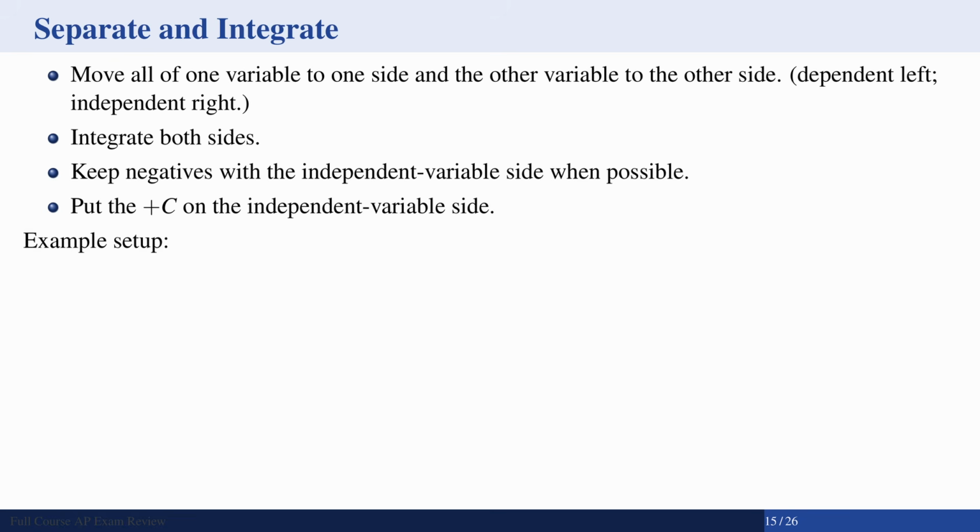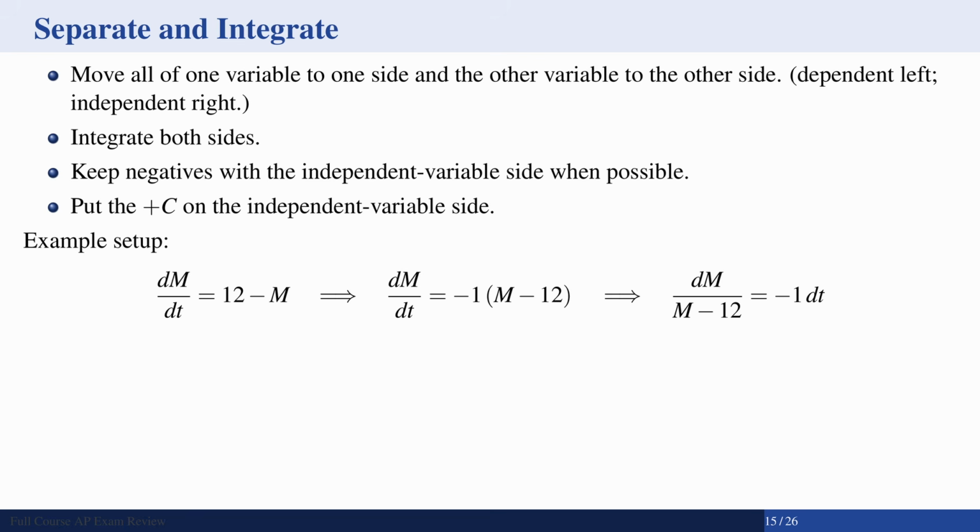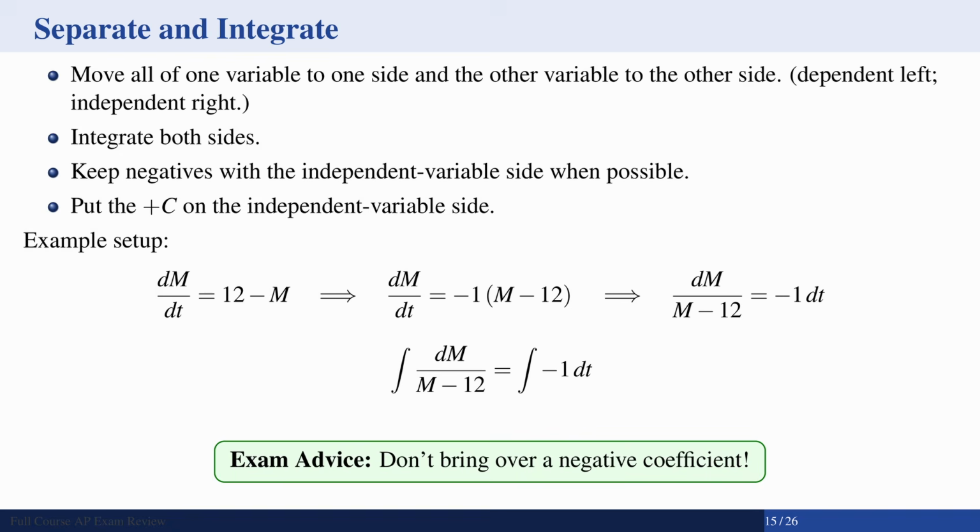I'm not going to solve one on here. I'm just going to show you what I mean by that negative thing. So if dm dt is 12 minus m, my first step would be to rewrite it as dm dt equals negative quantity m minus 12. And then I separate. I get dm over m minus 12 is equal to negative dt. The reason that I'm doing that is that when I then go to integrate, on the left-hand side, I don't have to deal with the chain rule, and I'm not going to forget an extra negative sign. It's definitely the way to go. So to reiterate, do not bring over a negative coefficient.